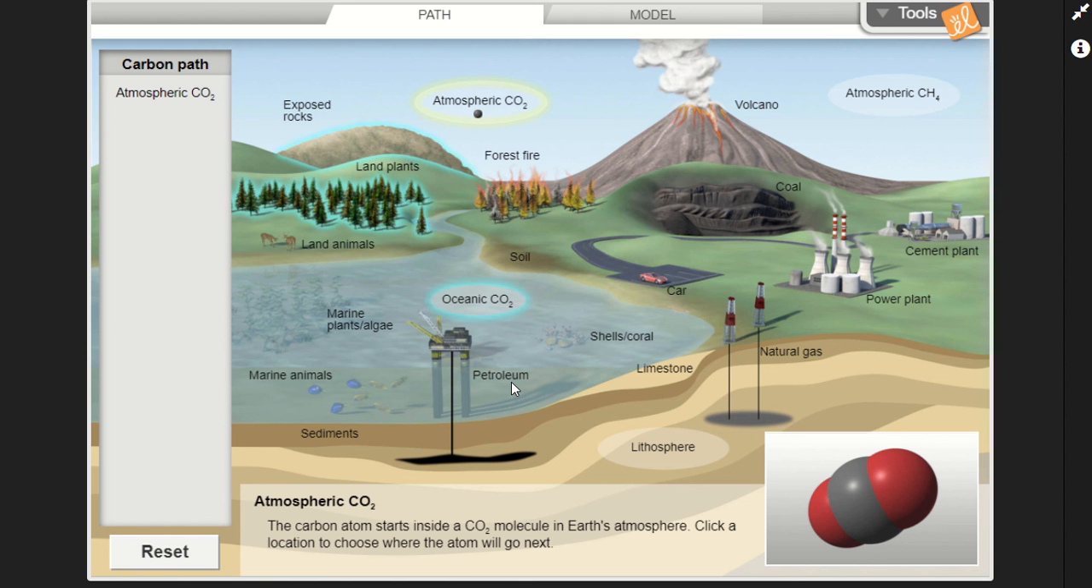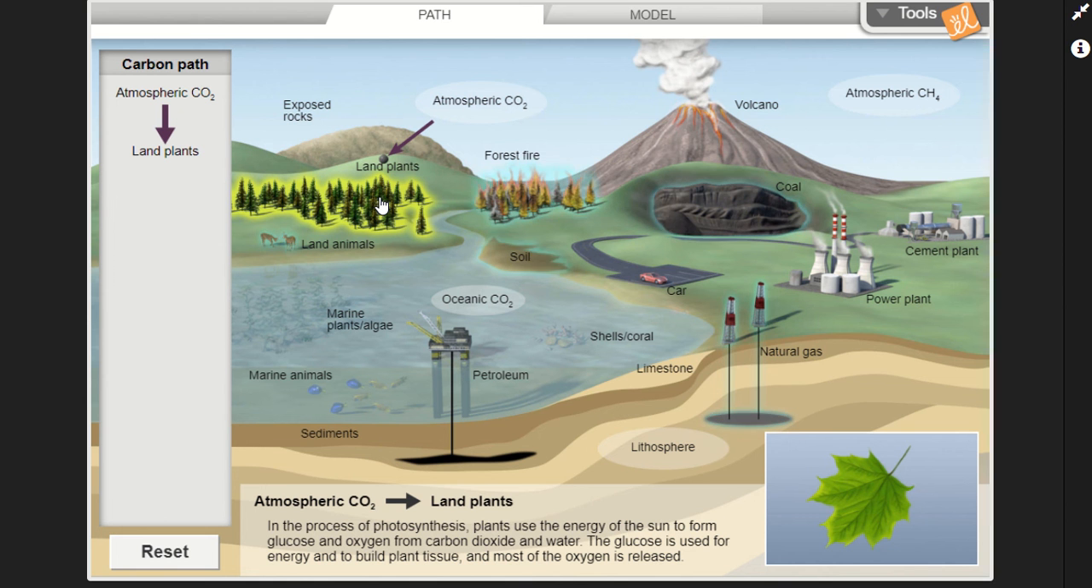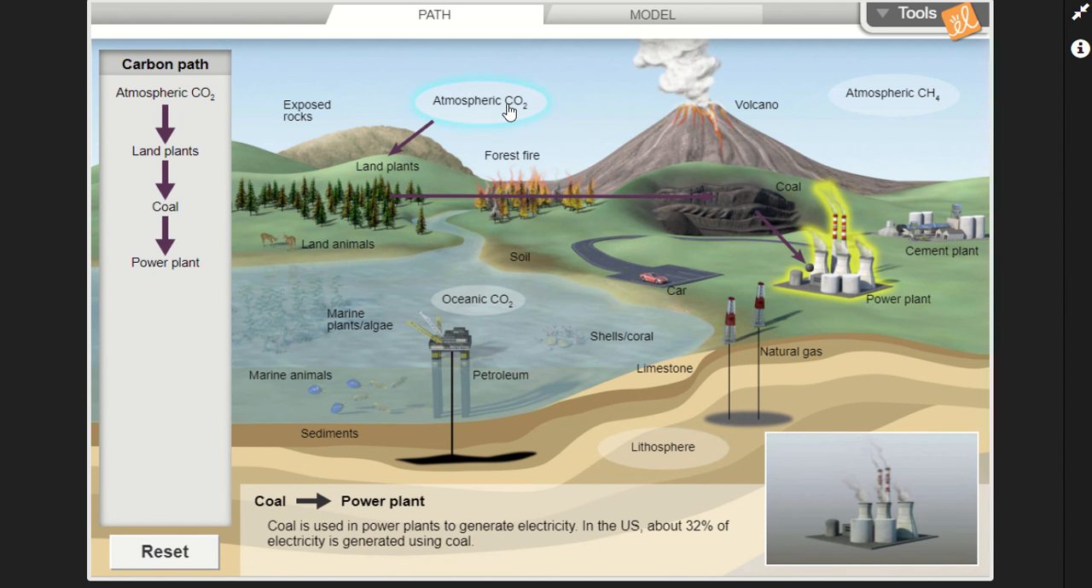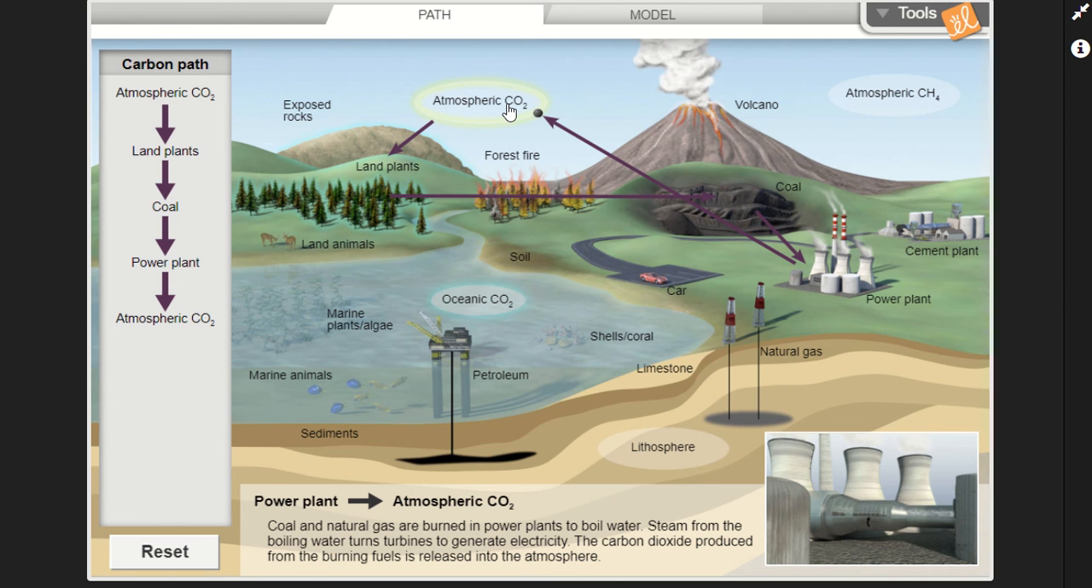Describe the steps required. Okay, so I made sure that my steps sounded scientific. So I said from the atmosphere to photosynthesis. From photosynthesis to compression, because you have to compress some things. And from compression to atmosphere, how did we do this? From here to the power plant to the CO2 in the sky. That was how I did it for coal.